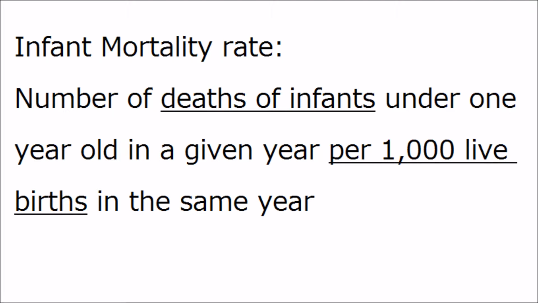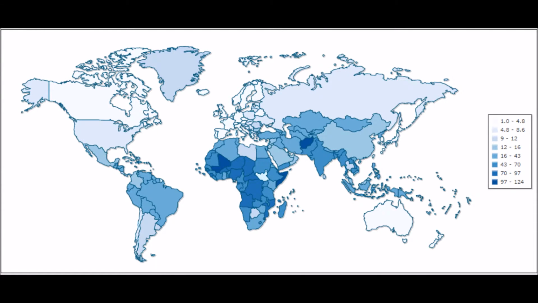And this rate is often used as an indicator of the level of health in a country. Let's take a look at this map. The country with darker blue has a higher infant mortality rate. As you can see, African and Asian countries tend to have higher infant mortality rates than Western countries that are well developed. The data were collected in 2014 and the country with the highest infant mortality rate was Afghanistan with 117 babies per thousand live births.